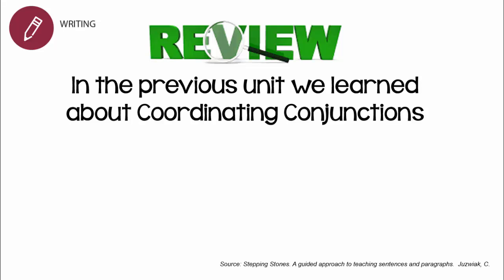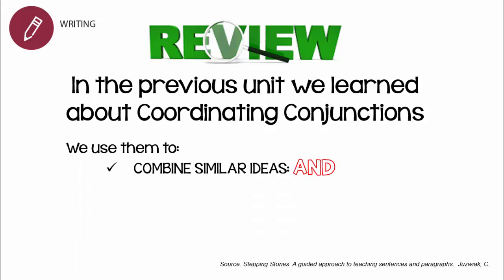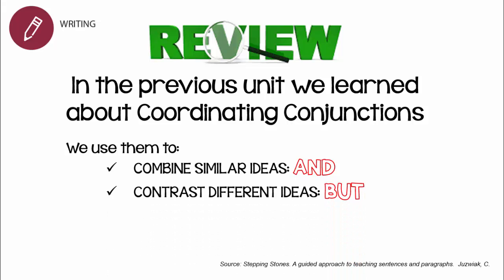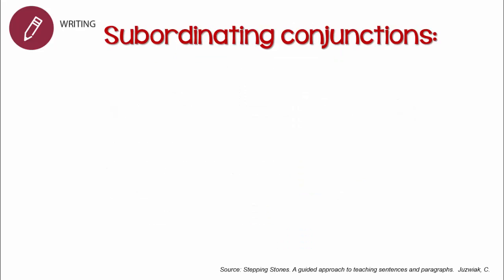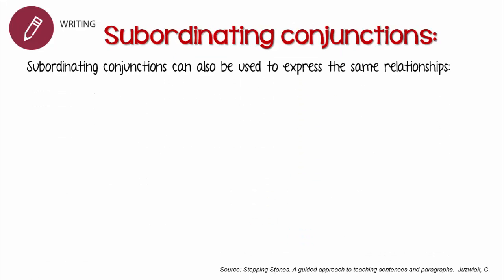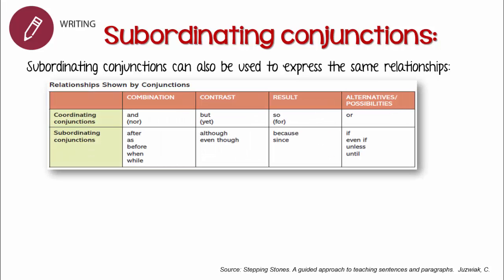In the previous unit, we learned about coordinating conjunctions. We use them to combine similar ideas with and, contrast different ideas with but, show a result with so, show alternatives with or. Subordinating conjunctions can also be used to express the same relationships: combination, contrast, result, alternatives or possibilities.